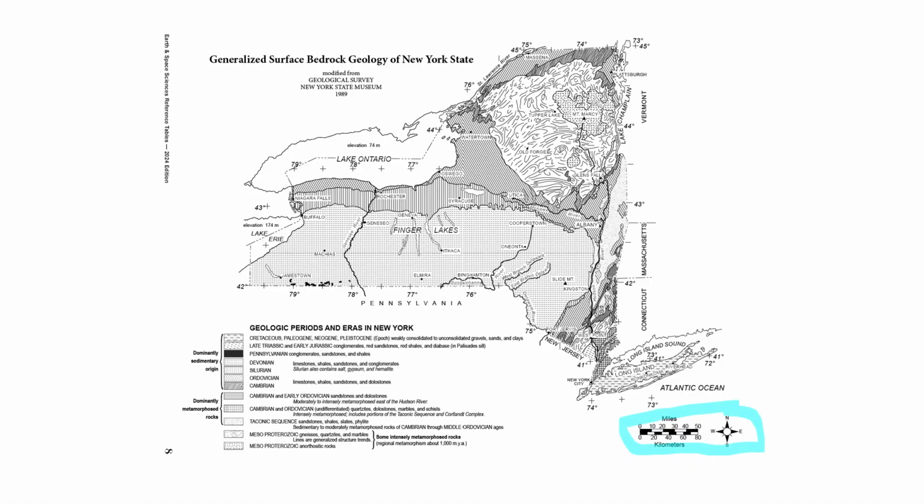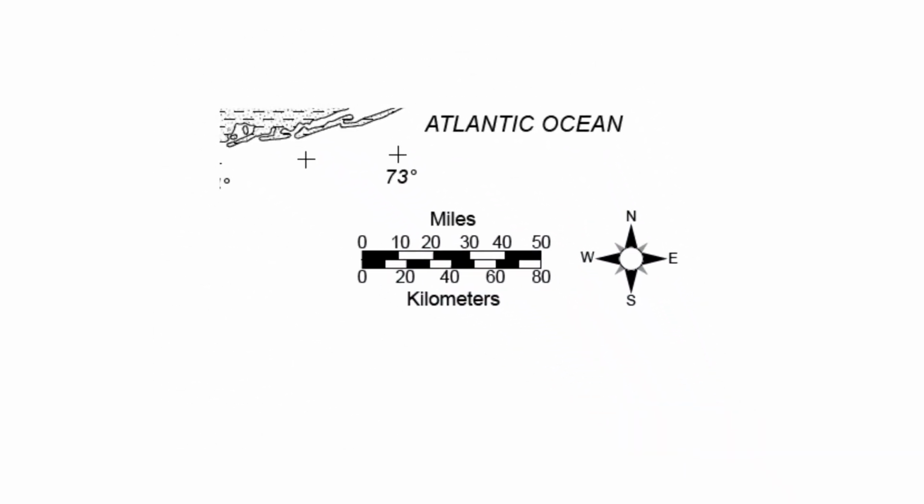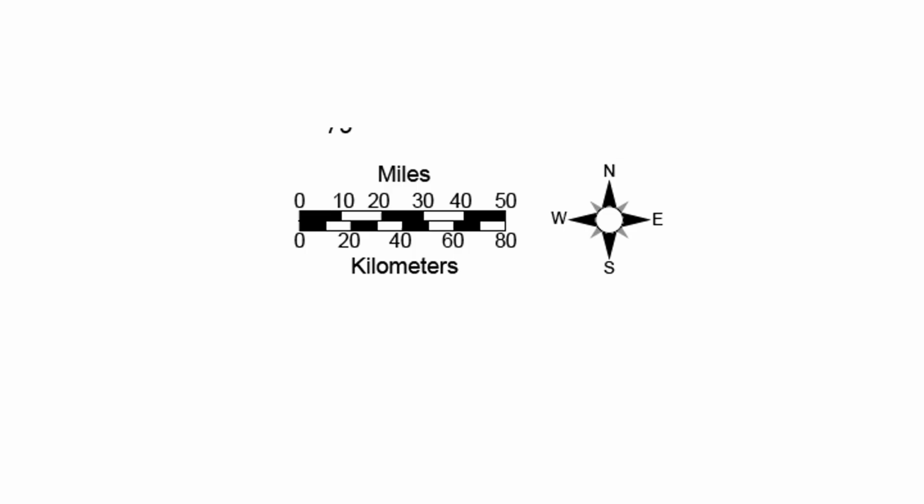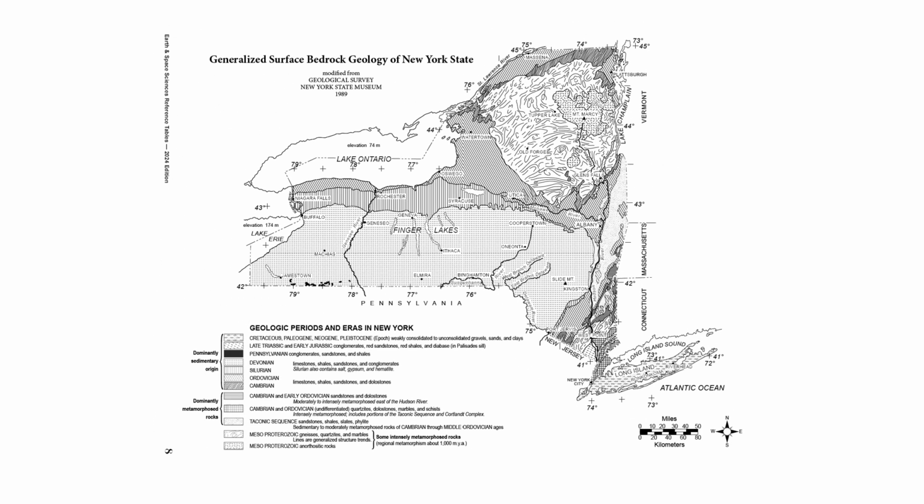And of course, a very important part of the map that tells us direction and distance is our compass rose: northeast, southwest. And the scale, miles are on top, kilometers are on the bottom. Compass rose, up close. Miles we have on top for scale from 0 to 50. And at the bottom we have kilometers from 0 to 80. And that is our Generalized Surface Bedrock Geology of New York. Happy studying.